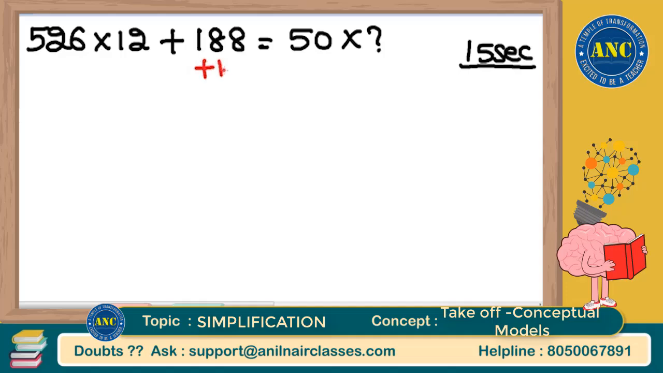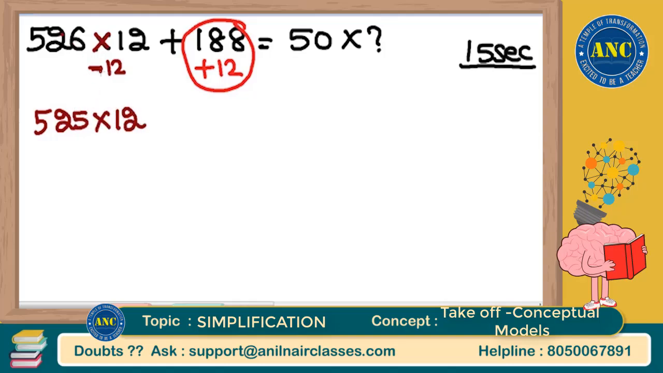I should make it a fancy number. I will add 12 so that it becomes 200, right? It becomes 200. If I add 12, I will subtract 12 here, right? So can I say that 526 into 12 minus 12? If I take 12 as a common factor, I am left with 525 into 12, right? 12 into 526 minus 1, it is 525 into 12, plus this made it 200, is equal to 50 into question mark. How to calculate this faster again?